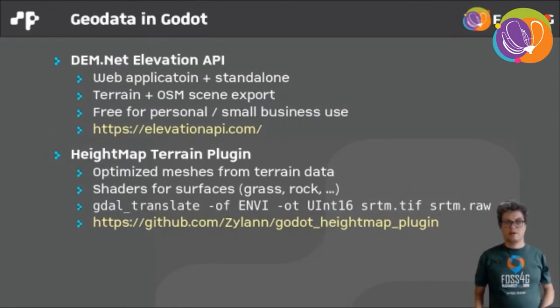What could be done, or what is available for using GIS data in Godot? There is this elevation API I just used in the demo, which has a web application but is also standalone. Terrain and OSM data, as we saw. And the second one is the HTerrain plugin, which optimizes meshes from DEMs. And it has advanced shaders for surfaces, grass shaders, rock shaders, and so on.